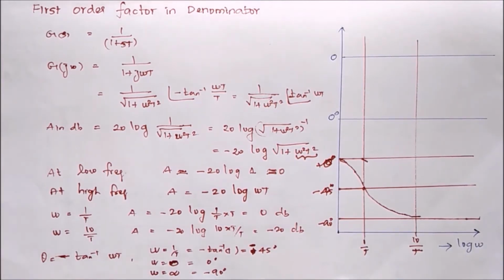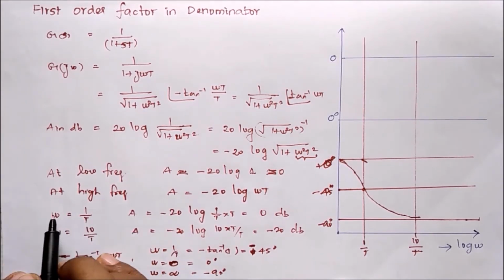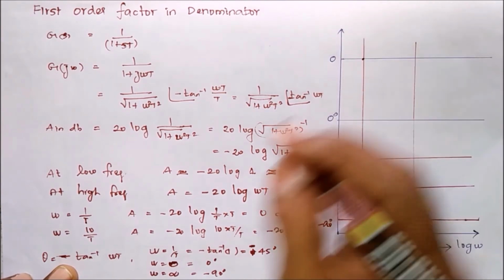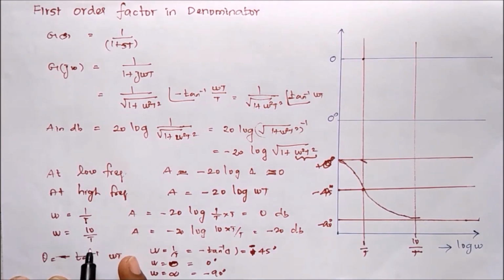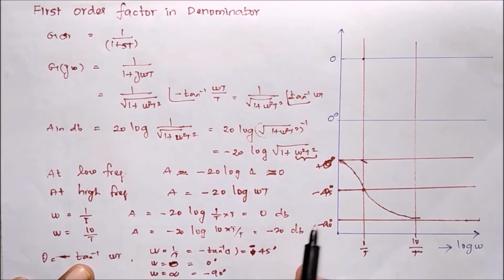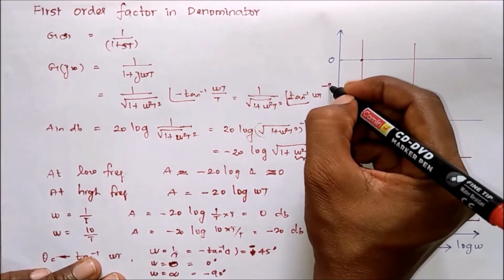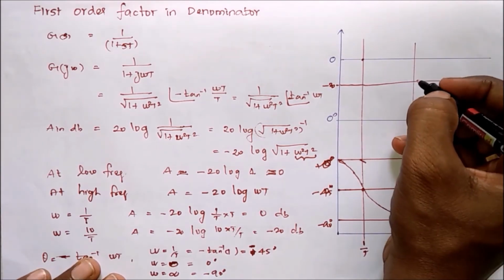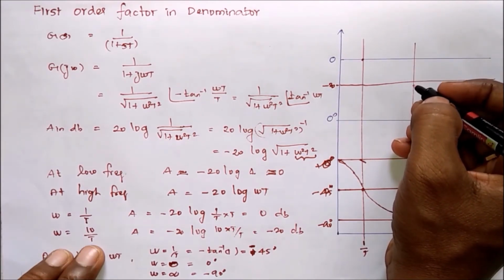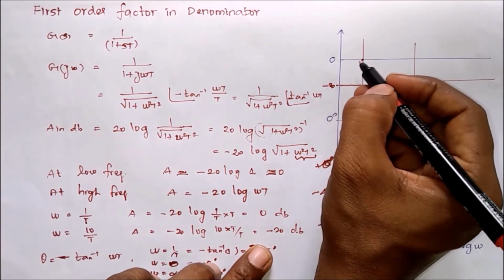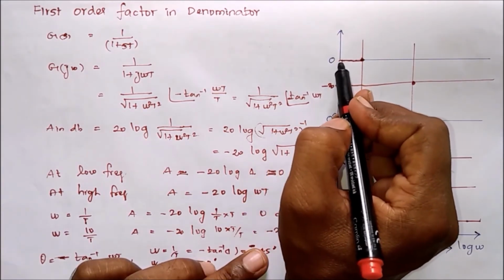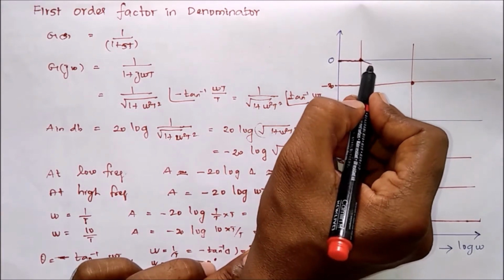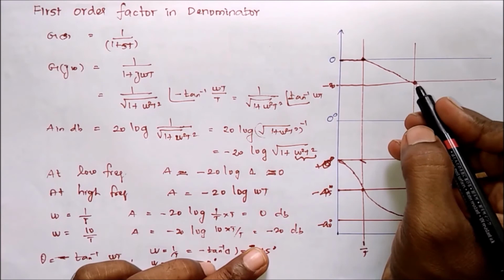When we draw the magnitude plot, we see omega equal to 1 by t, it is 0. So omega equal to 1 by t, at this point 0. When omega equal to 10 by t, it will be minus 20. So if it is minus 20, this line is minus 20. Therefore at omega equal to 1 by t, magnitude is 0. When omega equal to 10 by t, the magnitude moves to minus 20 decibel.